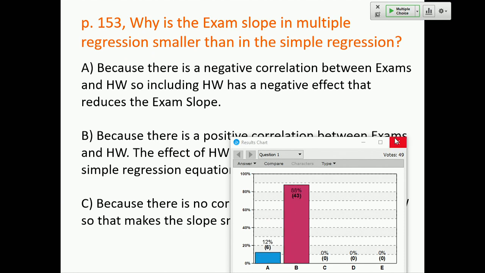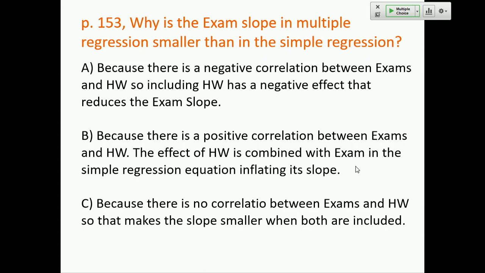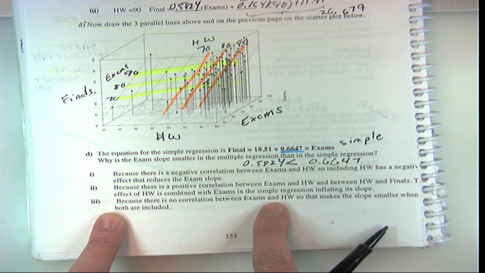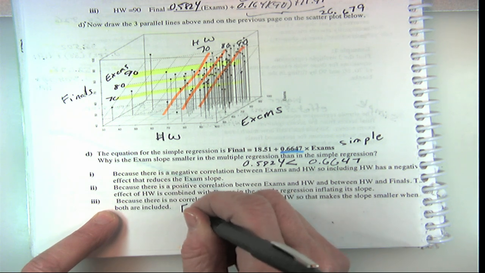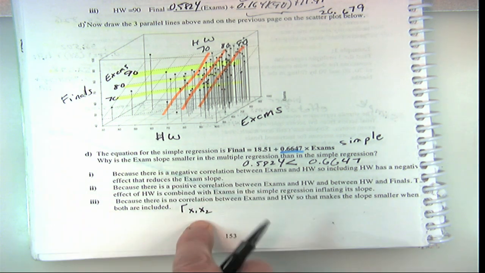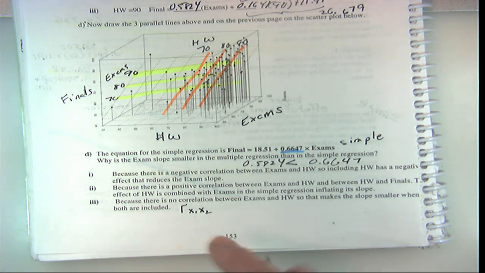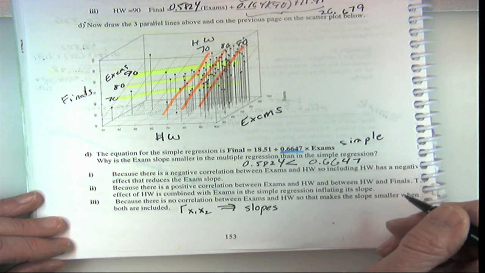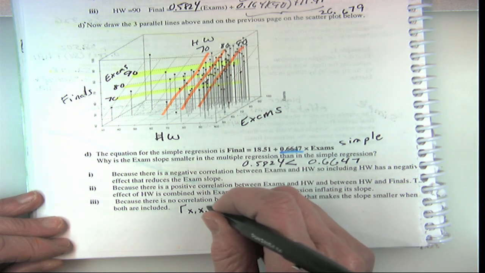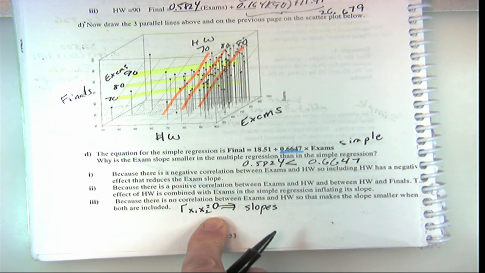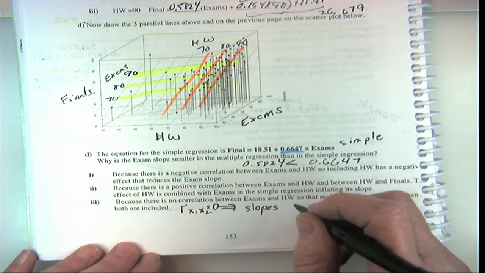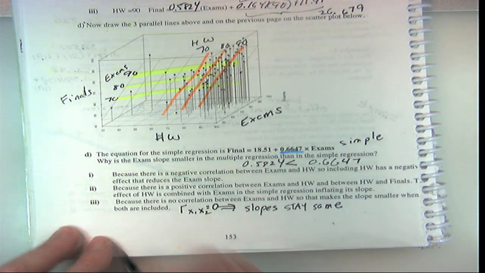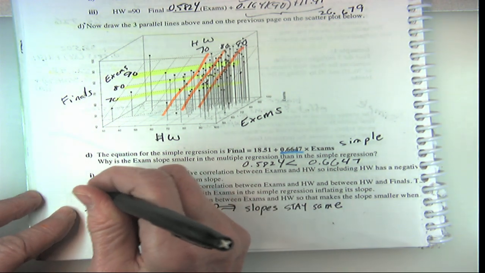Great. That's terrific. Let's go back to the document camera then. Remember, when there's no correlation, if the correlation between x1 and x2 is equal to 0, if they're uncorrelated, then the slopes don't change between multiple and simple regression. They stay the same when you go from the simple to the multiple. So that one's out.